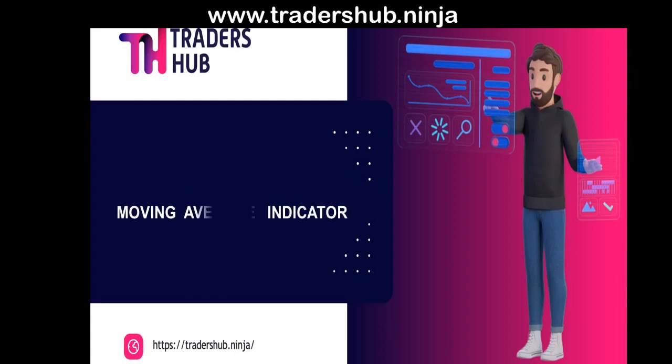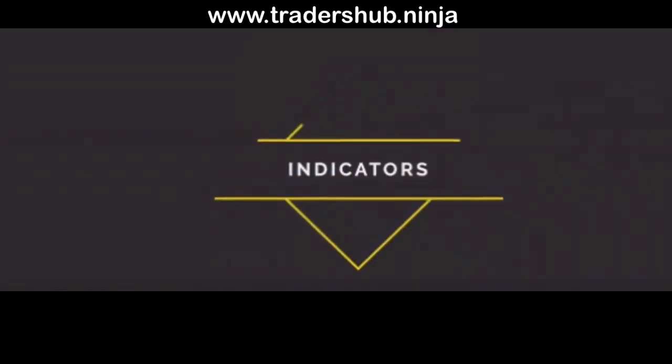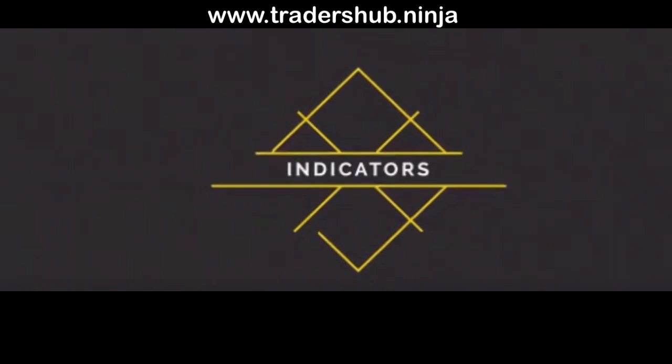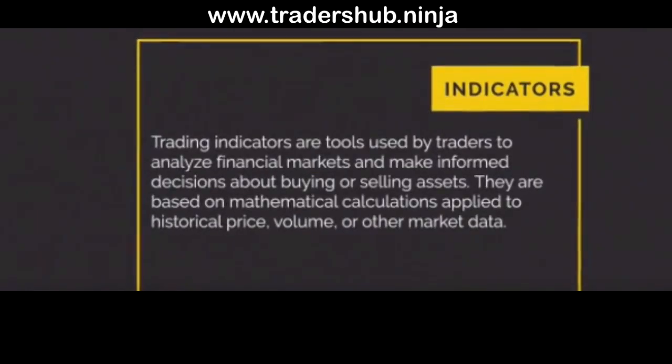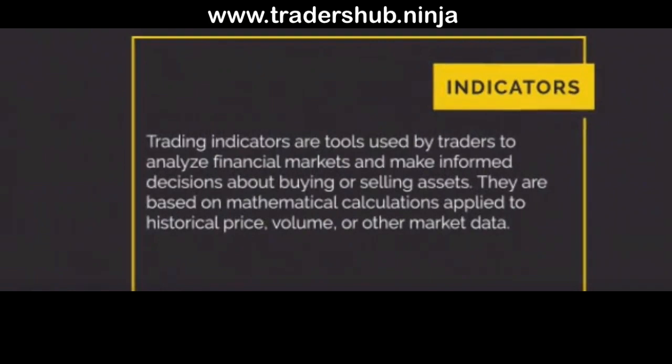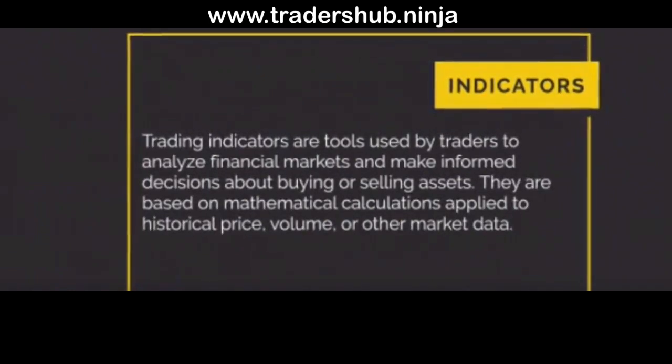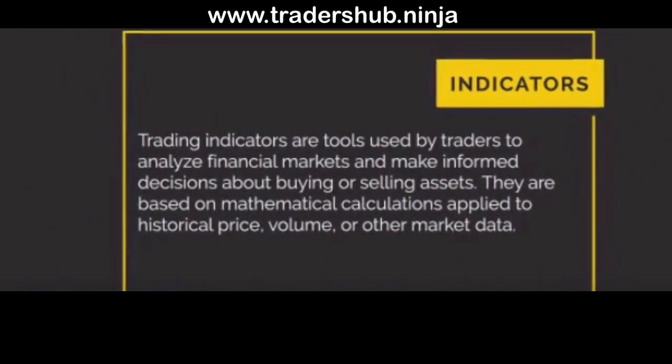Today we are going to learn about the moving average indicator. The moving average is one of the most popular indicators used by a large number of traders to identify the market condition. Today we are going to learn indicators. Trading indicators are tools used by traders to analyze financial markets and make informed decisions about buying or selling assets. They are based on mathematical calculations applied to historical price, volumes or other market data.